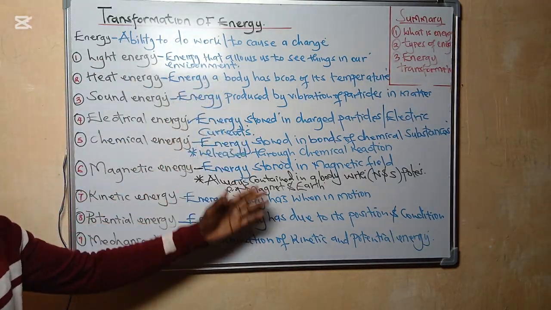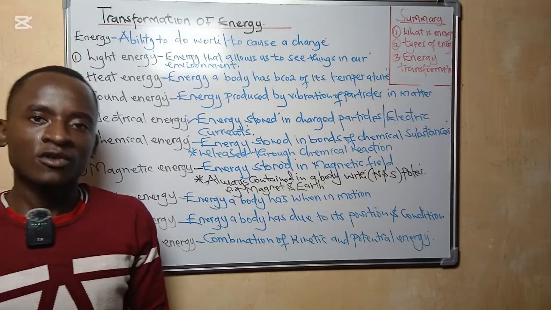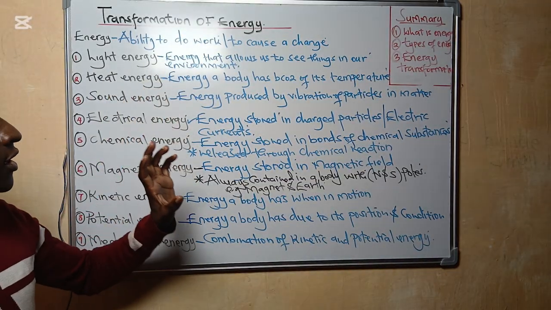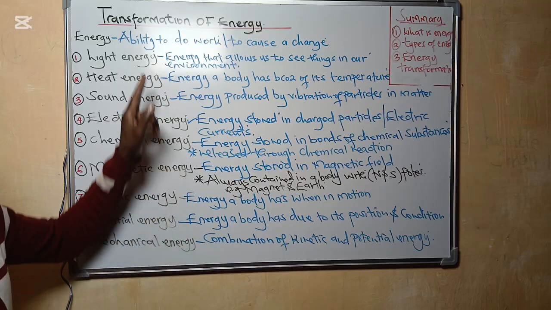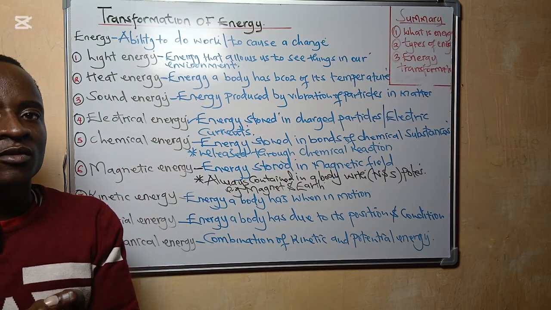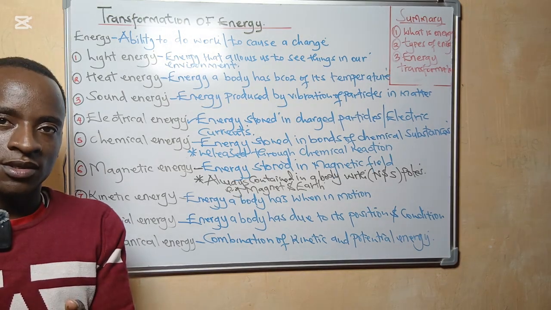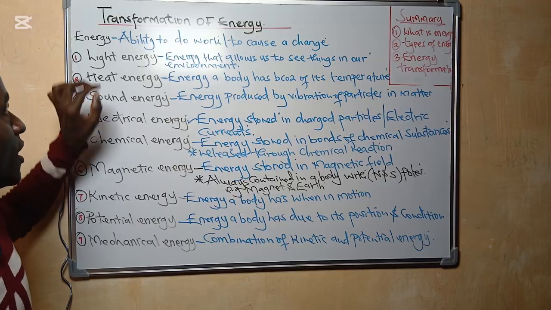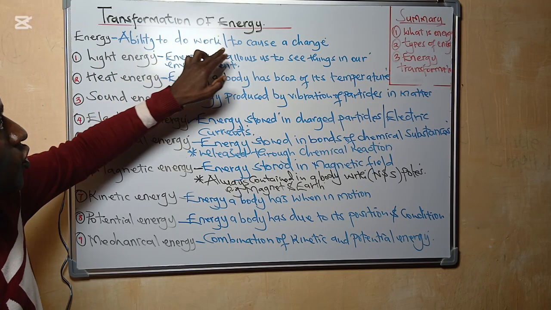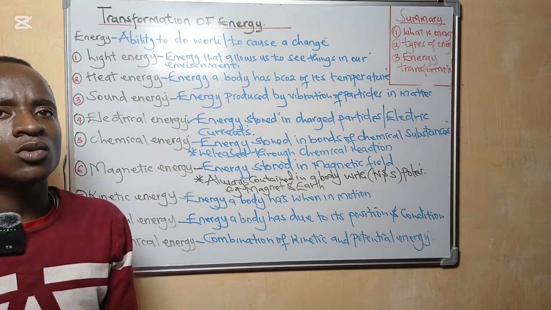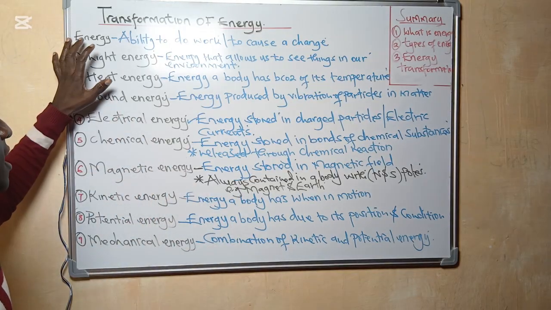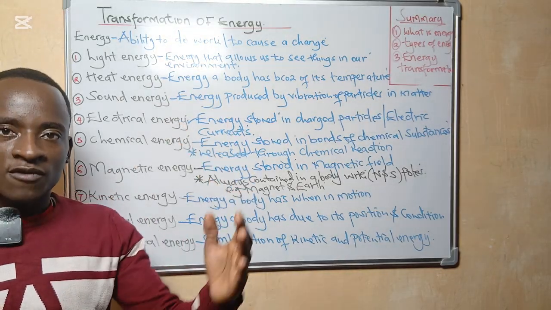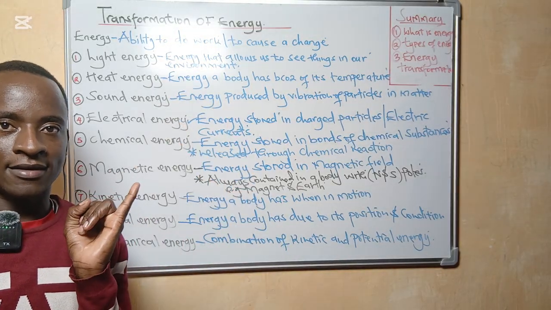So we are done with the forms or types of energy. Now, just to take you through a quick recap of what we have done. When we are talking about energy transformation, we first need to understand what energy is. Energy is the ability to do work or to cause a change. The capacity to do work or to cause a change is what we mean by energy. Then when we come to types or forms of energy in nature, there are 9.